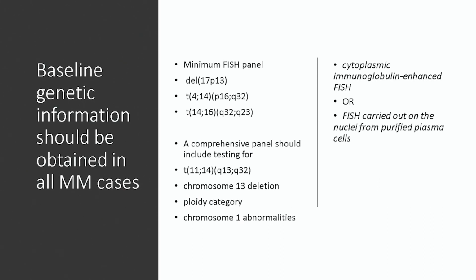So as a result of those, there is baseline genetic information that should be acquired on each and every newly diagnosed multiple myeloma. The minimum FISH panel includes deletion 17, t(4;14), and t(14;16). This is by the International Myeloma Working Group, but they also advise for a more comprehensive panel to include chromosome 1 and hyperdiploidy analysis, or ploidy category.